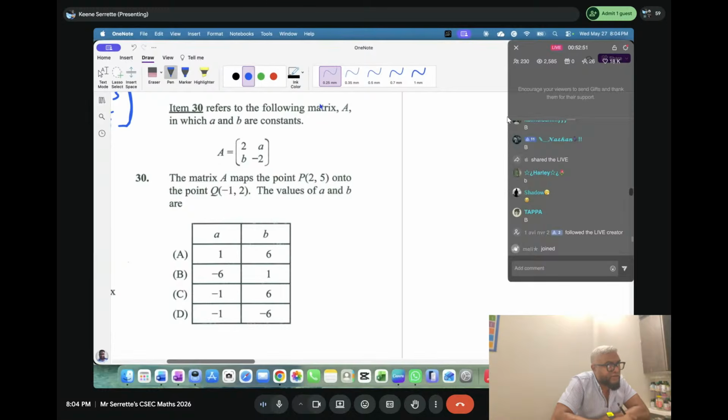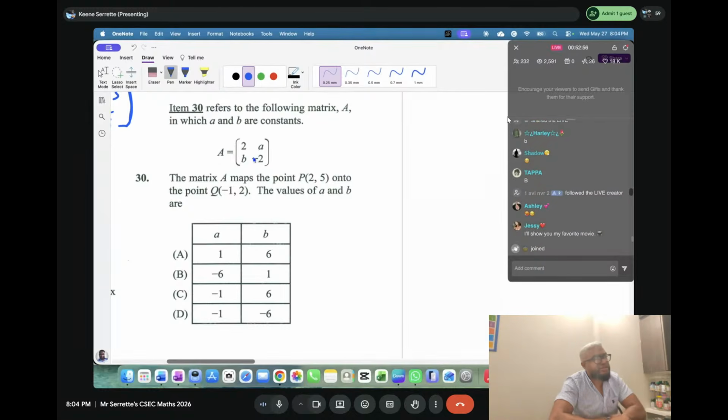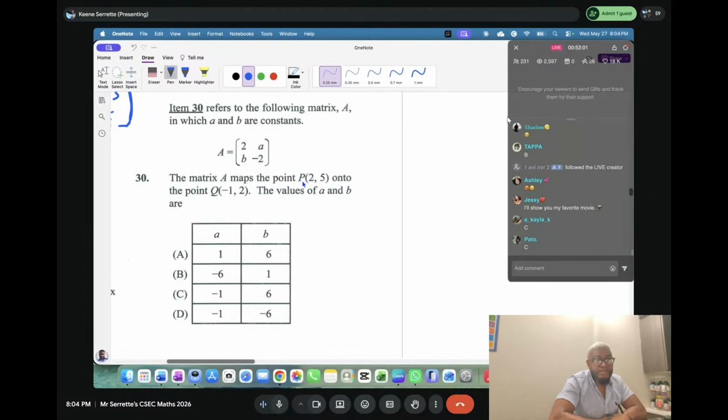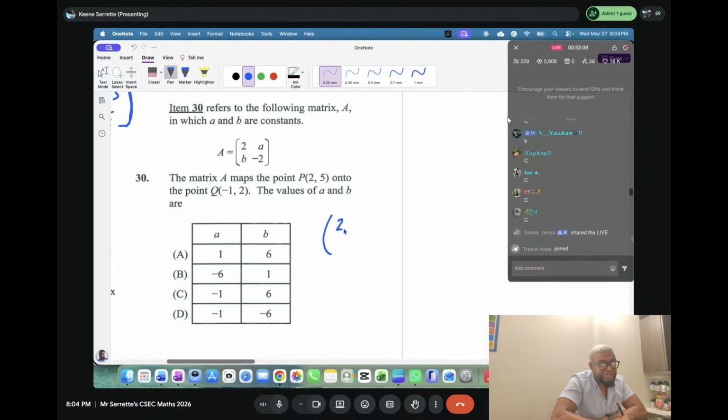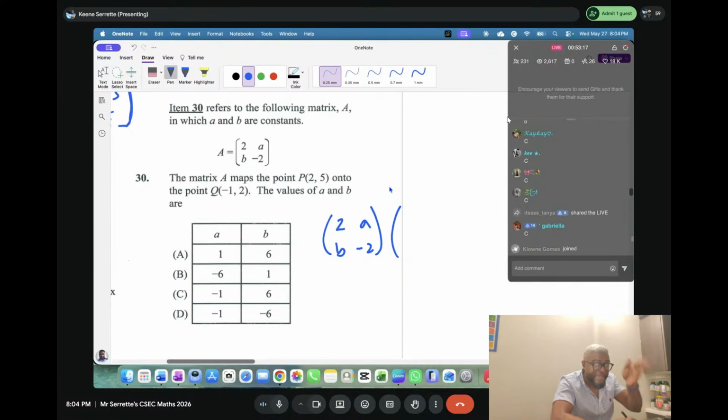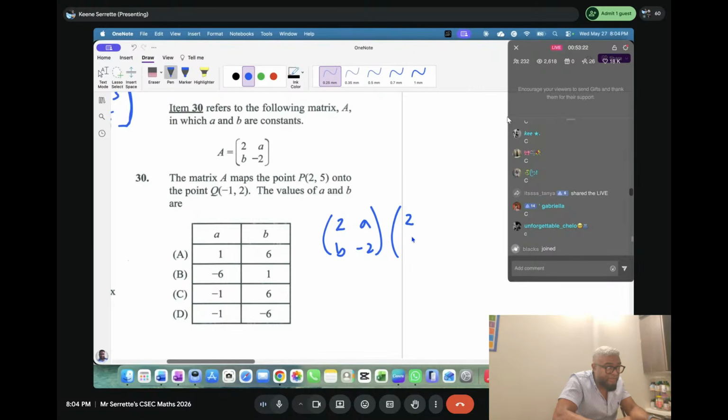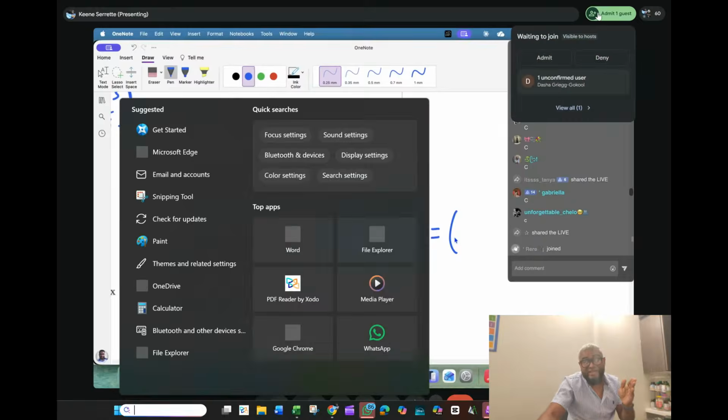Item 30 refers to the following matrix A, in which a and b are constants. So A is equal to (2, a; b, -2). The matrix A maps the point P (2, 5) onto the point Q, which is (-1, 2). So it's basically when you apply this matrix to the point P written in vector form. Vector form is like this, right? 2 on top, 5 underneath. And this will be equal to Q written in vector form.